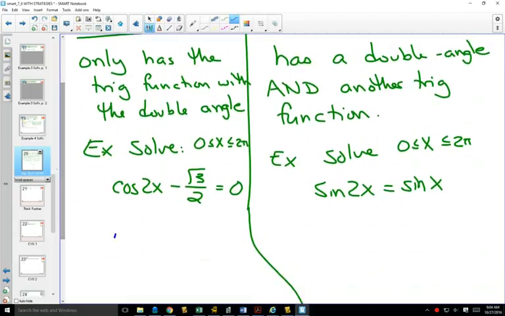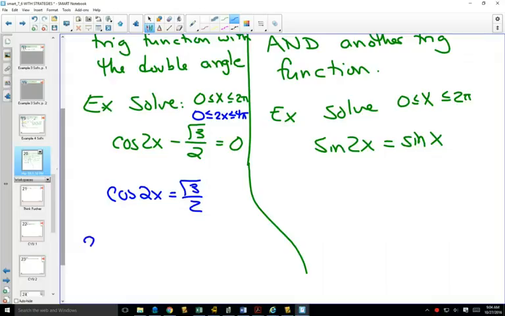which means you'll get cos 2x by itself. So cos 2x would equal root 3 over 2. Since x is between 0 and 2 pi, 2x would be between 0 and 4 pi. That's twice around the circle. Is cos ever root 3 over 2?